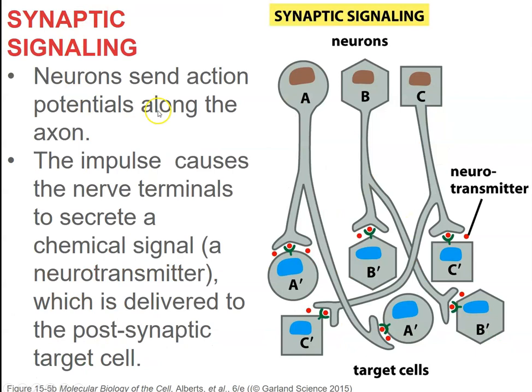For synaptic signaling, these axons can be very, very long. Neurons send action potentials along the axon, and this causes the nerve terminals to secrete a chemical signal, the neurotransmitter. Again, the neurotransmitter is shown as this red circle right here, and that's delivered to the postsynaptic cell in the form of the neurotransmitter binding to the receptor and then causing a change in the target cell. So here this shows a cartoon of the different neurons being able to influence various target cells.